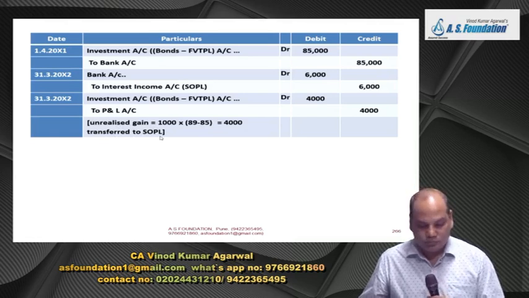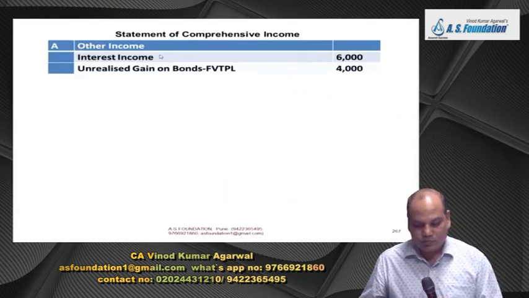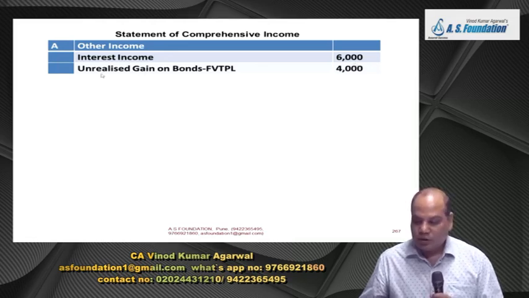Okay. And then you write the presentation in the statement of comprehensive income, means SOPL part 1. So it will come as other income. Interest income 6000, right? 6000 interest income. Unrealized gain on bond measured at FVTPL 4000. Okay. And how will you present that in the balance sheet?